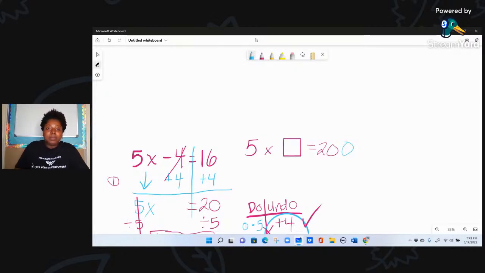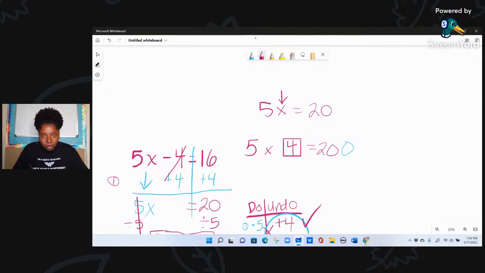That's exactly what you're doing here, where you have 5x equals 20. 5 times something equals 20. What is this missing number? What does this x represent? x equals 4.